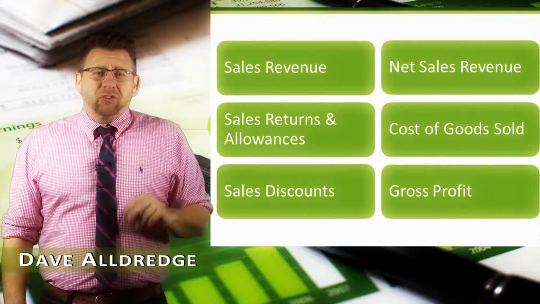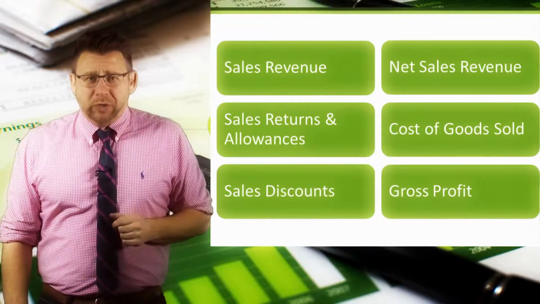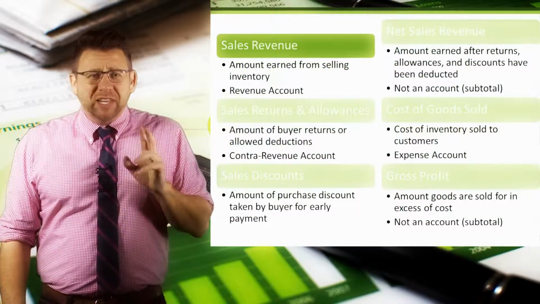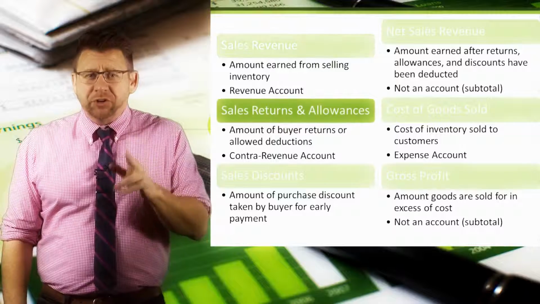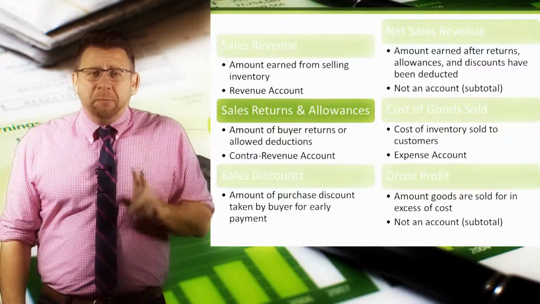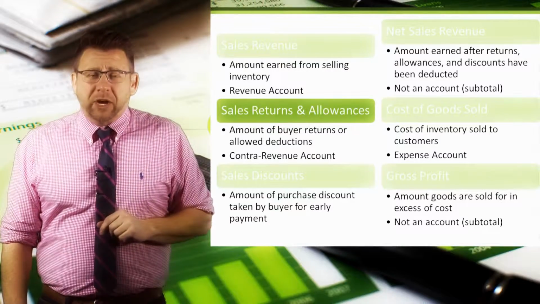We've learned some new accounts related to the sale of inventory. Let's recap those and add a couple new ones. Sales revenue is the amount earned from selling goods. It's a revenue account. Sales returns and allowances is the amount of buyer returns or allowed deductions from invoice price.